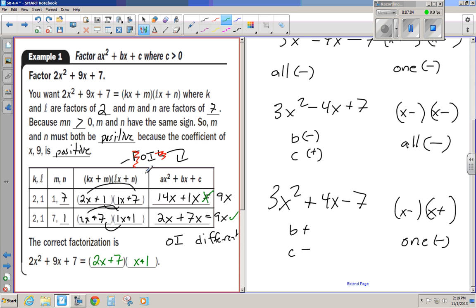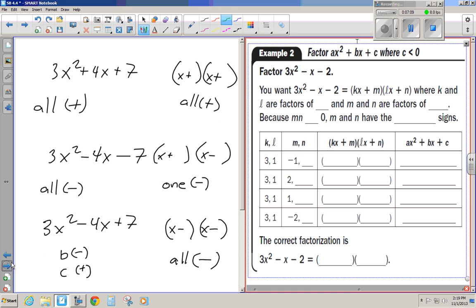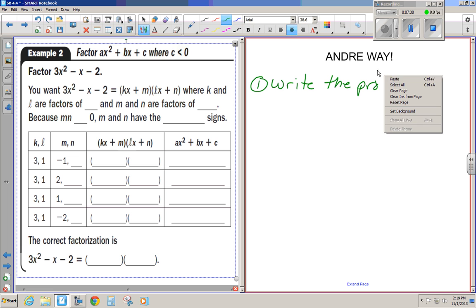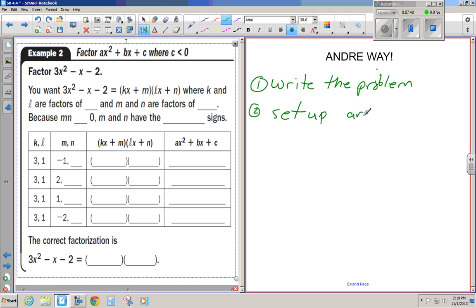Now using this box here is an okay way, but it involves a lot of steps. So it involves a lot of things in your head. Okay. I'm going to show you the way I set this up. So step 1 will be to write the problem. Step 2 will be to set up your answer.